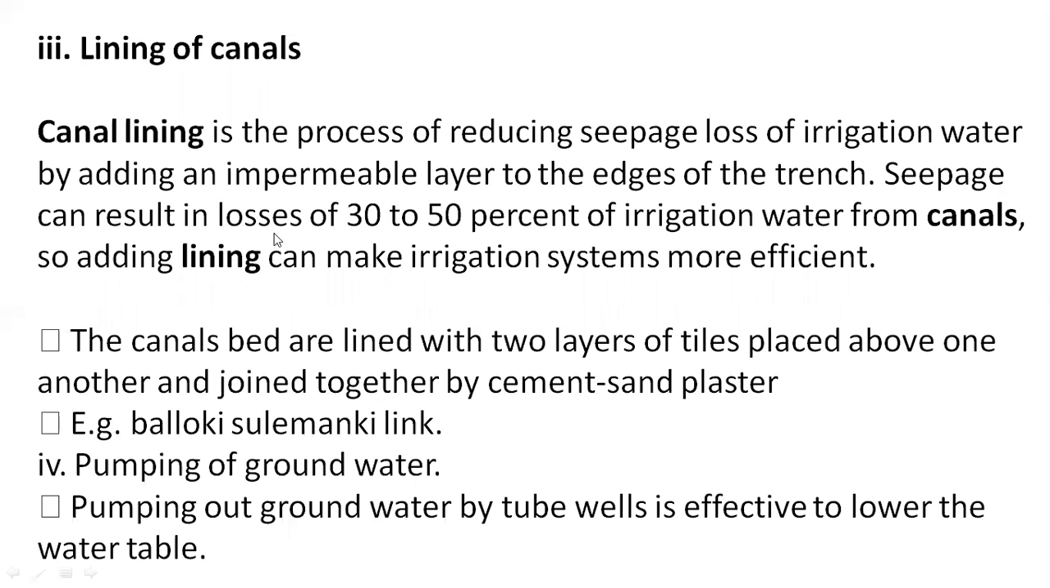And seepage can result in the losses of 30 to 50% of irrigation water from canals. Firstly, it is important to reduce the amount of water logging. Secondly, it is also important to reduce the amount of water which is applied in the form of irrigation water to your crops. Nearly 30 to 50% of the irrigation water is lost by seepage. So adding lining can make the irrigation system more efficient.